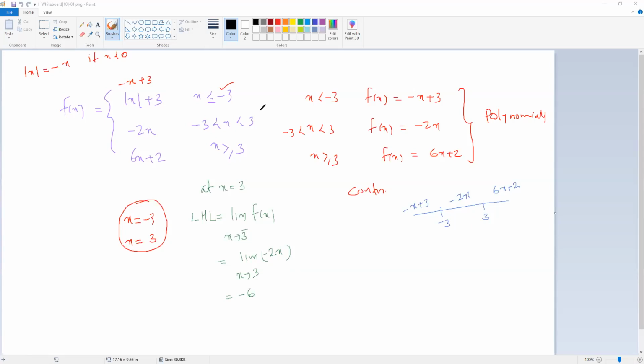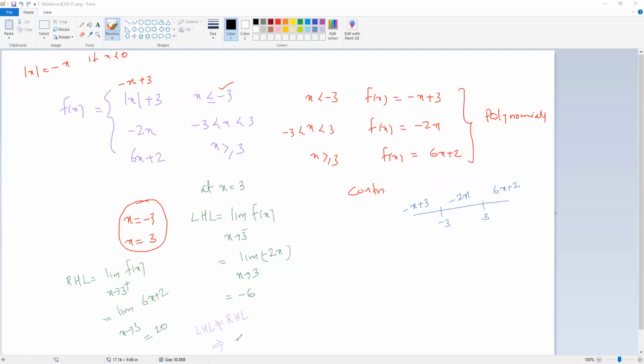Now the right hand limit. The right hand limit is the limit of that function when you are approaching 3 from the right side. When you are approaching 3 from the right side, the function is 6x plus 2. So it is the limit of 6x plus 2 as x approaches 3, which is 6 into 3, 18, plus 2, that is 20. So here you can see that the left hand limit is not equal to the right hand limit.